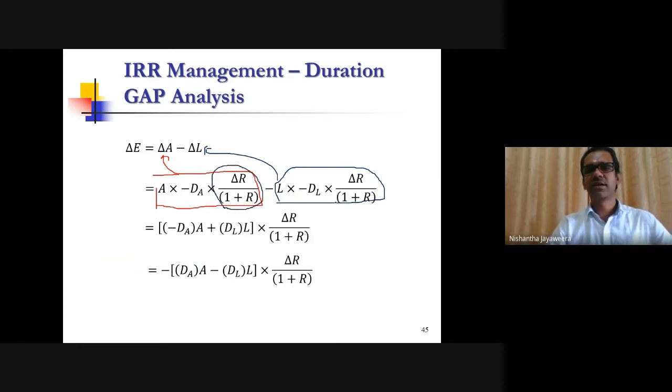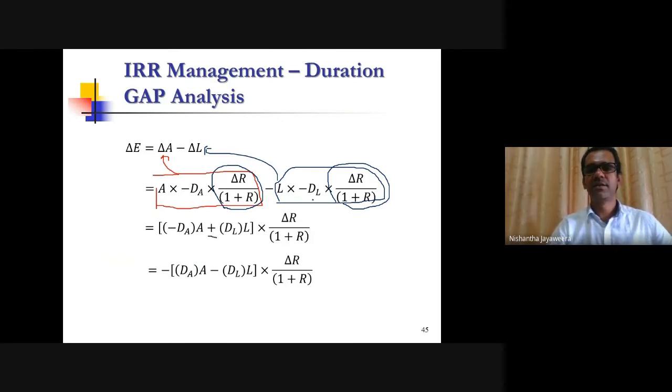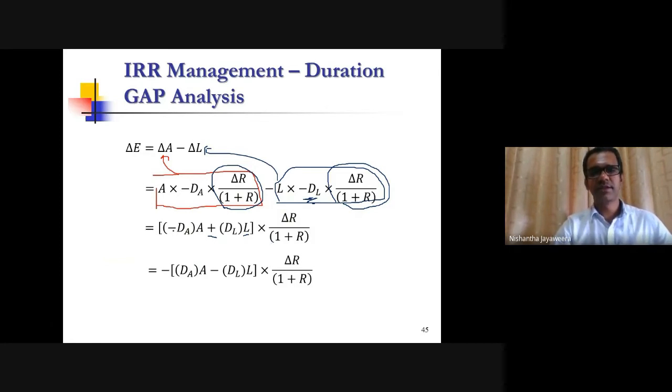So you can see delta R over 1 plus R is common. Take it out. Then you have minus dA times A. This minus times this minus becomes plus, plus DL, I call it duration of liabilities, times amount of liabilities. Then we can take a common minus sign out and change the signs of these: dA times A minus dL times L. Duration of asset times asset amount minus duration of liability times liability amount, times change in rates divided by 1 plus R. So that will give us the change in equity.